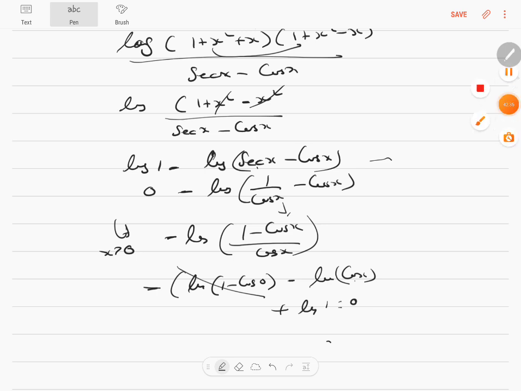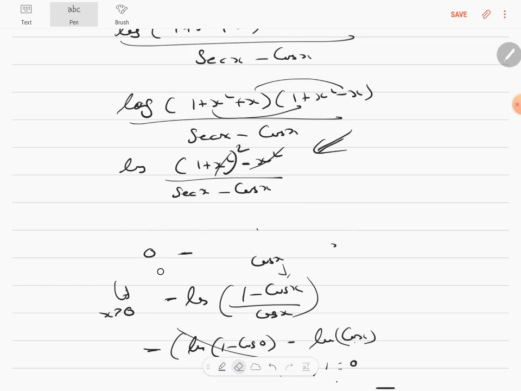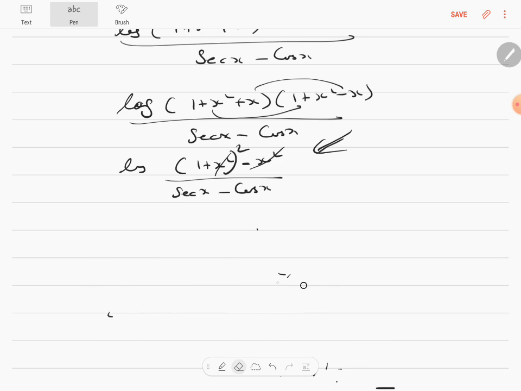One second, hold on. This is where I missed: a square, which is 1 plus x square the whole square, minus x square. This is where I missed the point. Okay, so I understood I have made a mistake there. I hope you can correct it. So then therefore it's log of 1 plus x square the whole square minus x square, by 1 by cos x minus cos x.